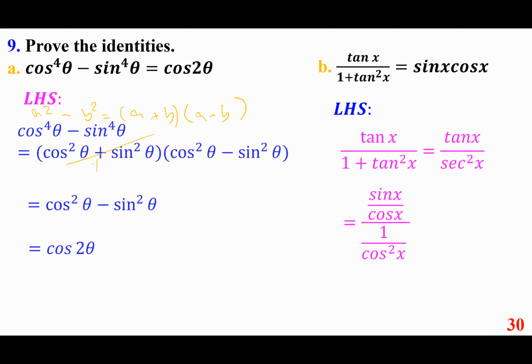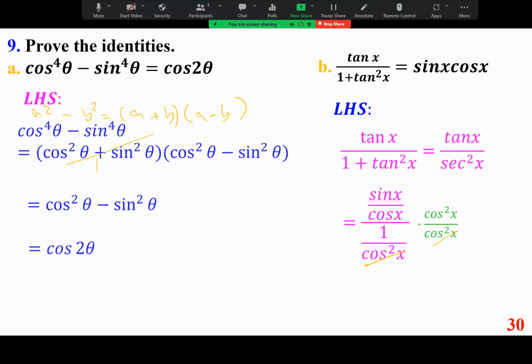And so if you multiply the top and the bottom by cosine squared, which is the LCD, what happens is that these two cancel each other, and these two, one of the cosine goes away, you get sine x times cosine x, and believe it or not, that's the proof.